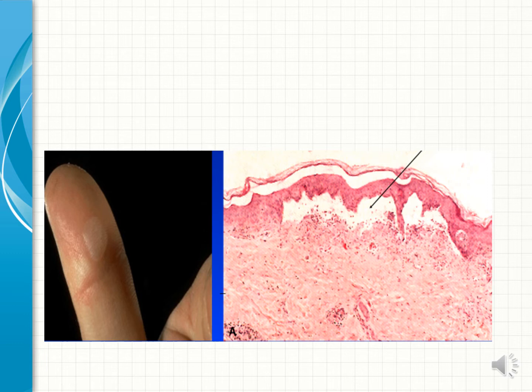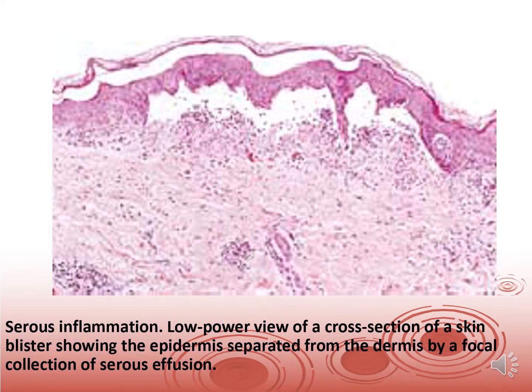Here you see the picture, the finger of the patient with the serous inflammation. Under microscope, we see the accumulation of serous exudate in the epidermis, and so we see sort of swelling in this area and also the redness of the skin of the finger as a characteristic picture of serous inflammation of the finger skin.